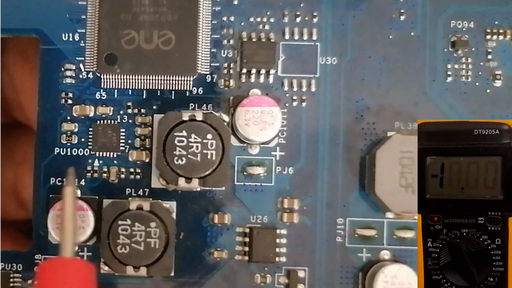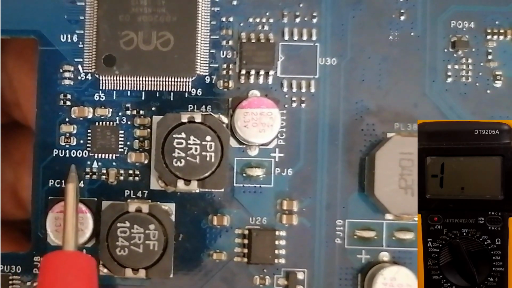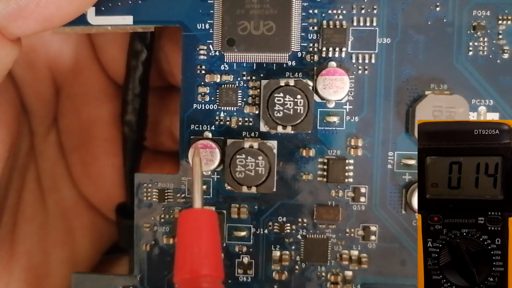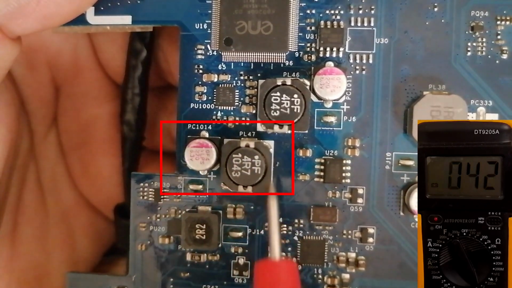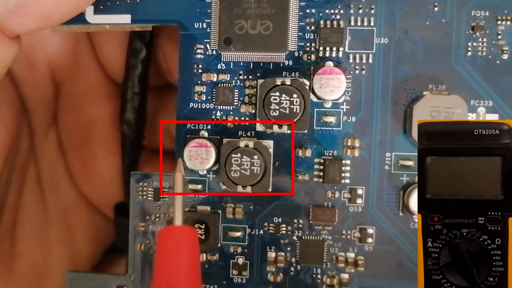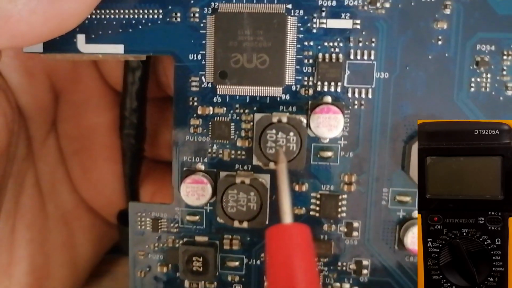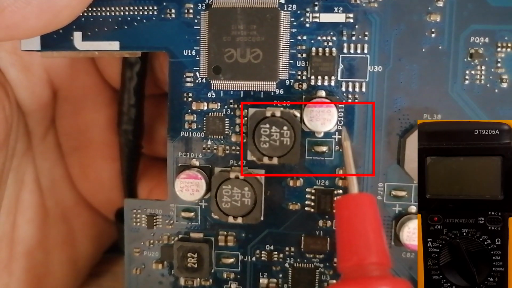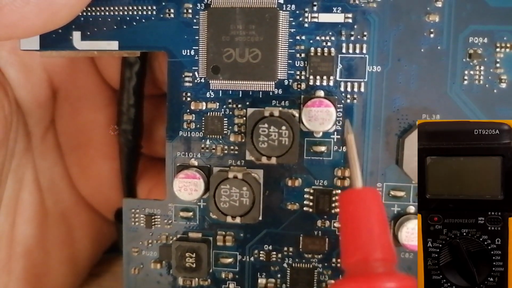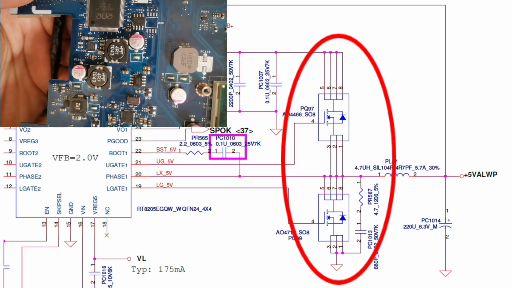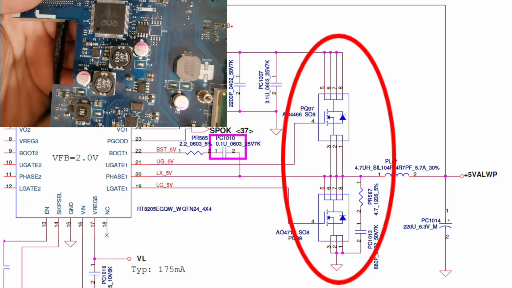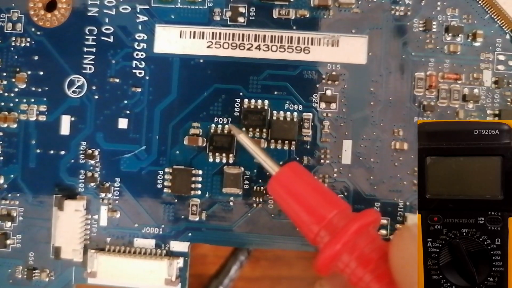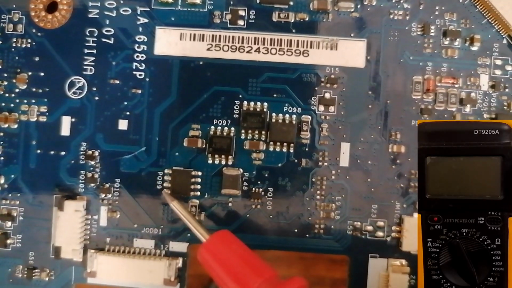This is the controller IC PU1000. We have inductor PL47, PC1014. This is for 5 volt always, and for 3 volt always we have PL46 and PC1011. For those MOSFETs, we're going to find them in the back of the motherboard. For the 5 volt channel, we have PQ97 and PQ99.